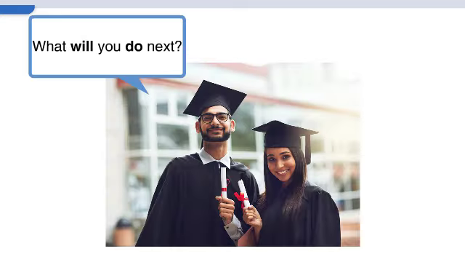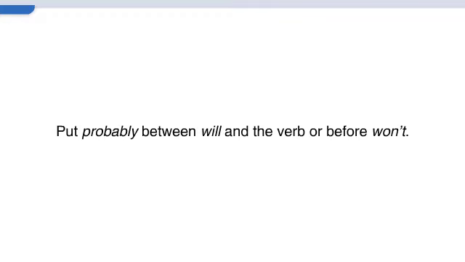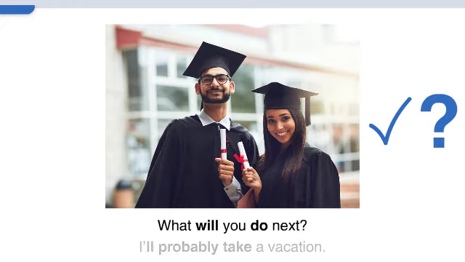What will you do next? I'll take a vacation. Put probably between will and the verb, or before won't. I'll probably take a vacation.